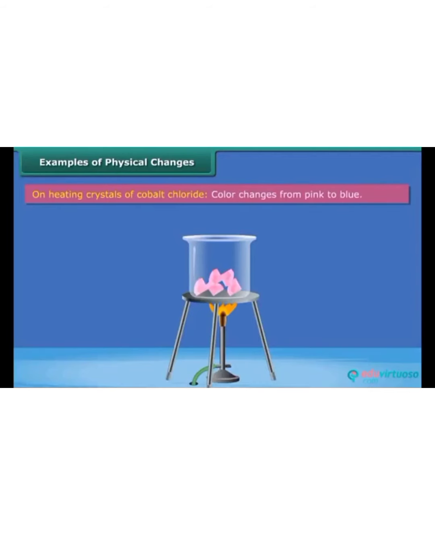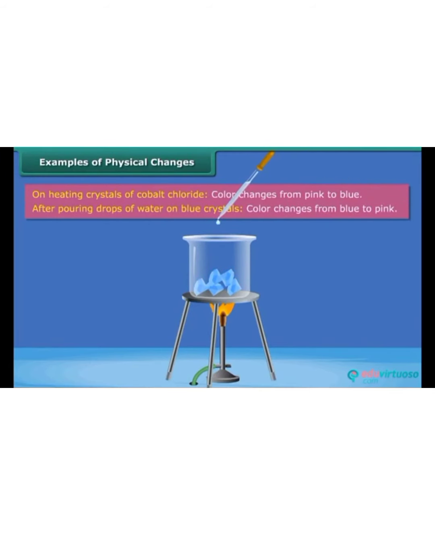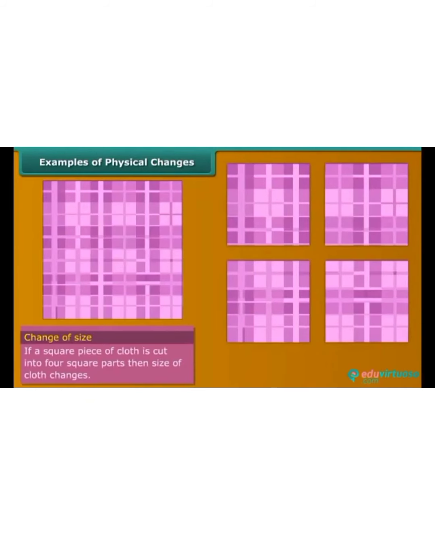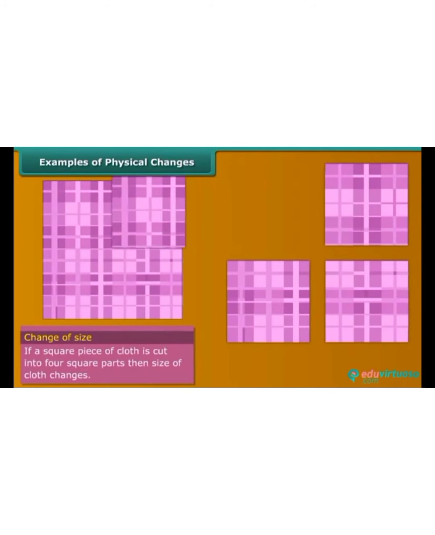Now we can see that on heating the crystals of cobalt chloride, the color changes from pink to blue. At the same time, when we add some water, the blue color crystals change into pink color. This is also an example for physical change. Now take a piece of cloth and cut it into 4 equal pieces. When you take the original piece and keep it, it resembles the main piece, but the chemical composition of the cloth is in no way changed here. So this is also an example for physical change.